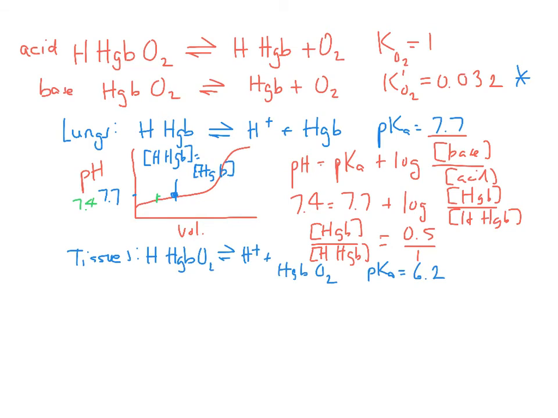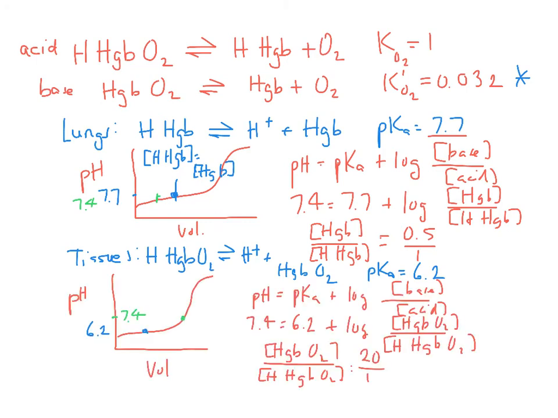So hemoglobin has picked up oxygen in our lungs and transports it to our tissues. So in our tissues, is the acid form or base form of oxygenated hemoglobin present? Again, let's take a look at the titration curve and the Henderson-Hasselbalch equation. The oxygenated form of hemoglobin has a pKa of 6.2. At pH 7.4, that's way past the halfway point. That means there will be more base than acid.